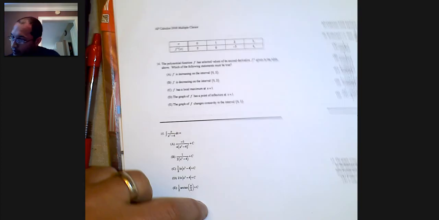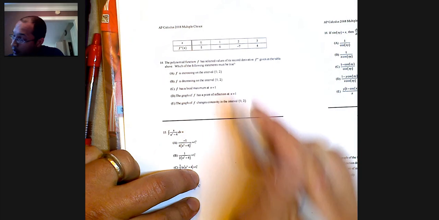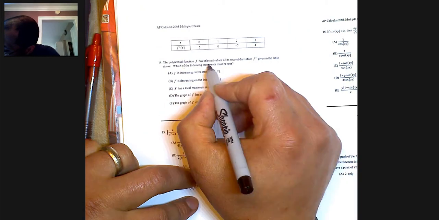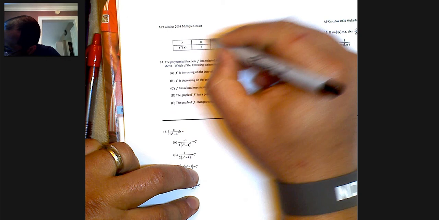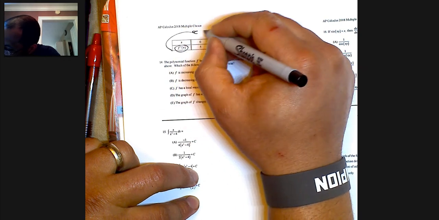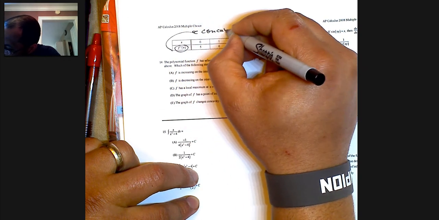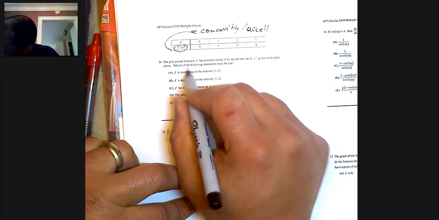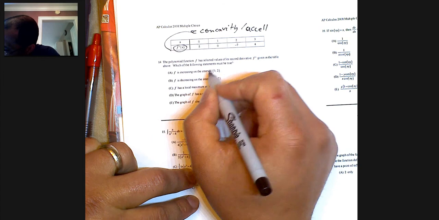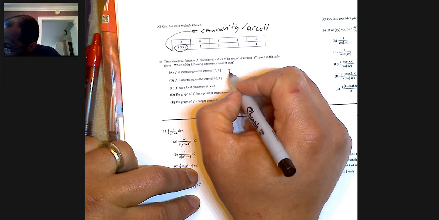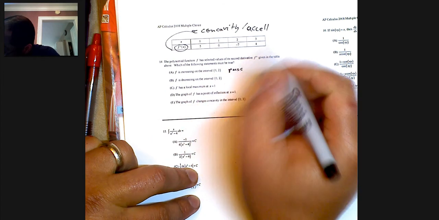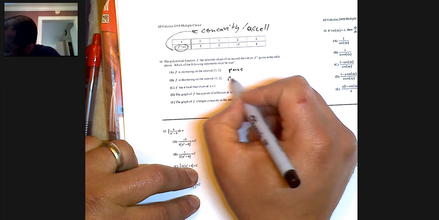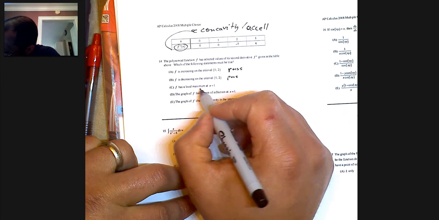Oh, I'm catching up, almost a minute a question now. Polynomial function f has selected values for second derivative. So this is talking about concavity. I already know concavity and acceleration. All right. So which of the following statements must be true? F is increasing. Well, I'm going to pass on that one because it tells me my concavity. F is decreasing. I'm going to pass on that one. F has a local maximum. I'm going to pass on that one too.